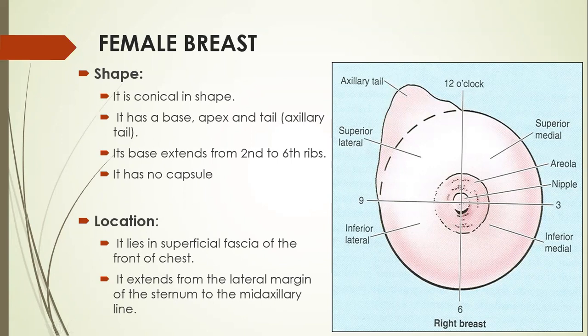Its base extends from the second to the sixth rib. From the second to the sixth rib, it will be totally attached. That is called the base. It has no capsule, and it is present in the superficial fascia.